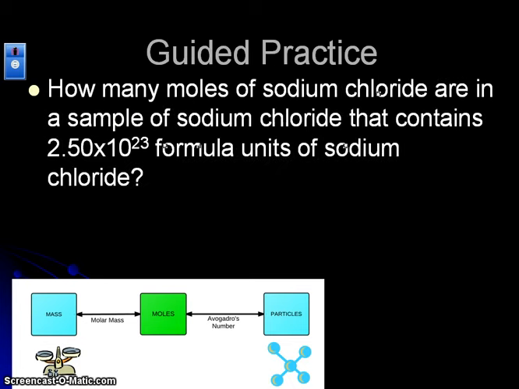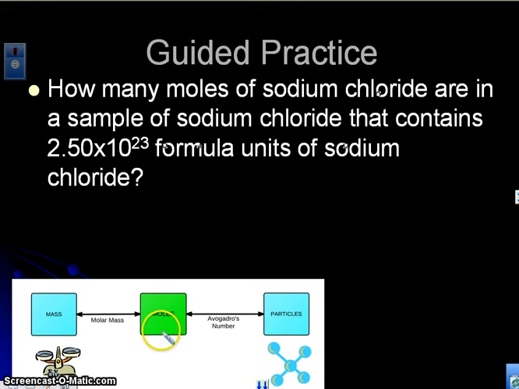In the next problem, we're being given a number of formula units, and we're being asked to find a number of moles. Formula units on our flow chart, you'll remember, are particles. They're essentially the same as molecules, but because it is ionic, we can't, in good conscience, call it a molecule. We call it a formula unit. So let's look at our flow chart. We've got particles or formula units of sodium chloride, and we're being asked to find moles.